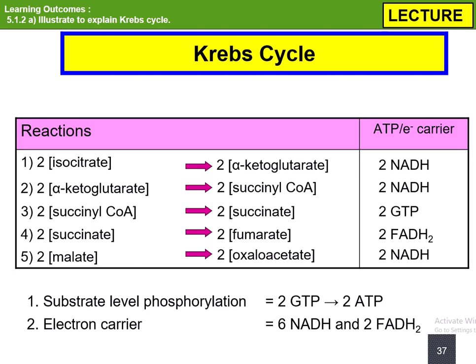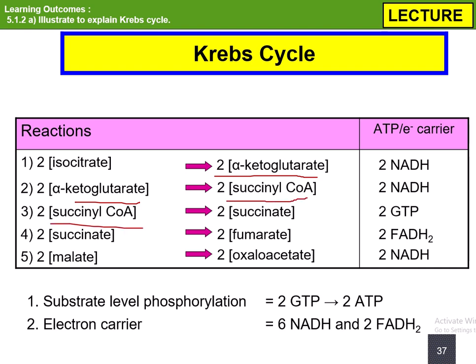Summary of Krebs cycle. These are the important reactions in Krebs cycle. 2 isocitrate is synthesized into 2 alpha ketoglutarate. 2 alpha ketoglutarate is synthesized into 2 succinyl-CoA.